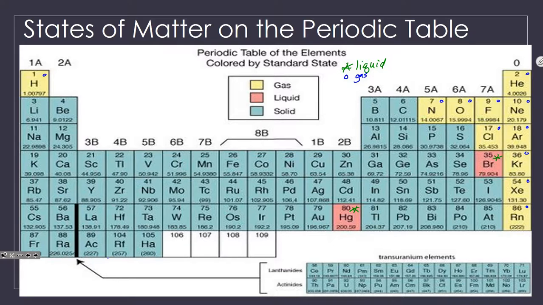Okay, now let's go on the other side. Your metals were most of the periodic table, which is basically the blue area here, with the exception of few blue on the right.